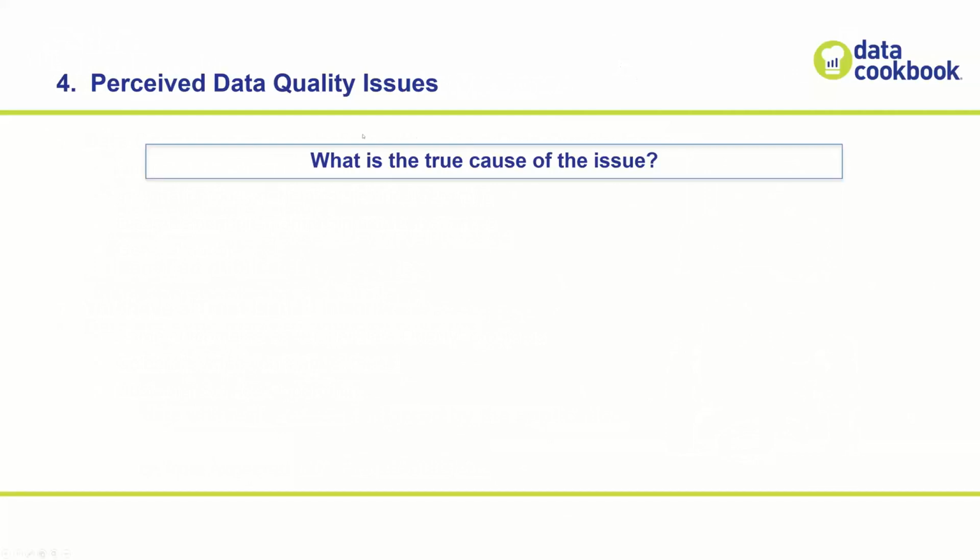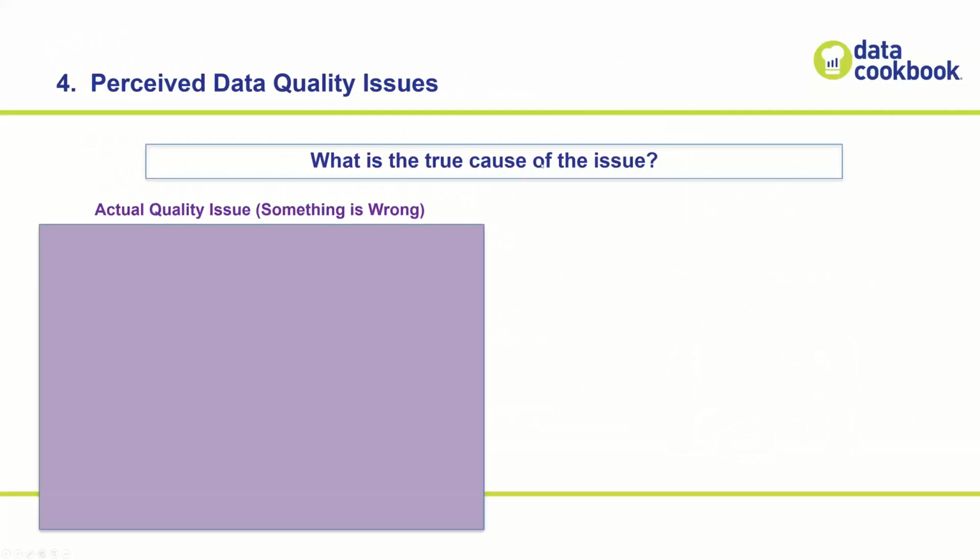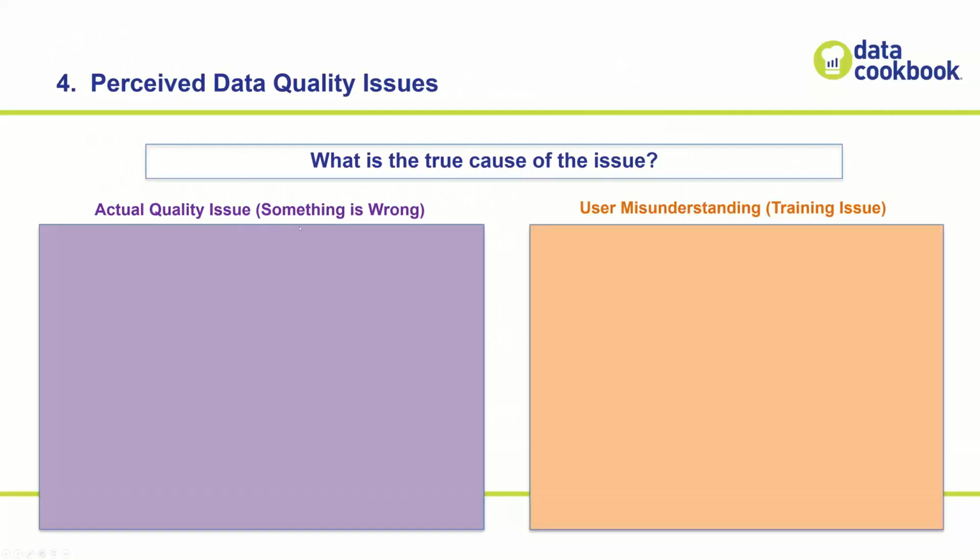When you have a perceived or reported data quality issue, you want to figure out what the true cause of this is. So put this into two buckets. An actual quality issue, that something is wrong. Now, I didn't say wrong with the data, I said something is wrong. Or there's a user misunderstanding, where they think there's something wrong but they don't have the right context for what they're looking at, and that may be more of a training issue.